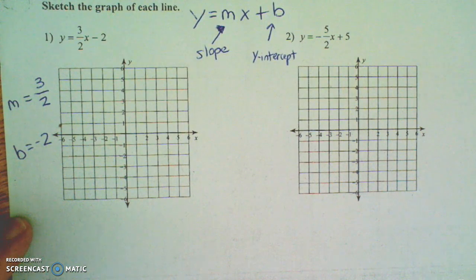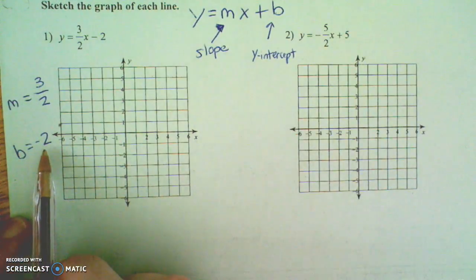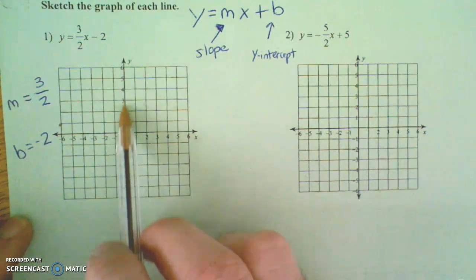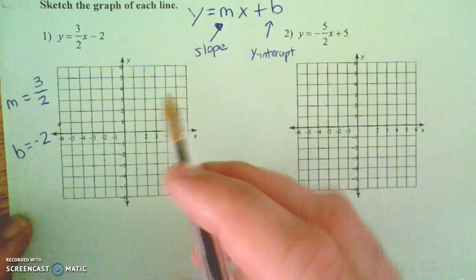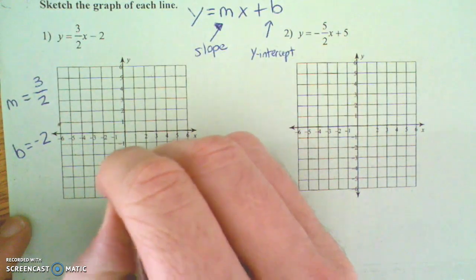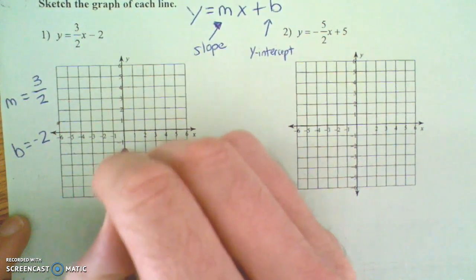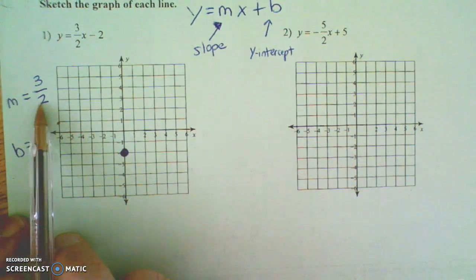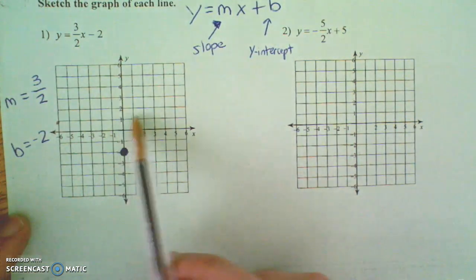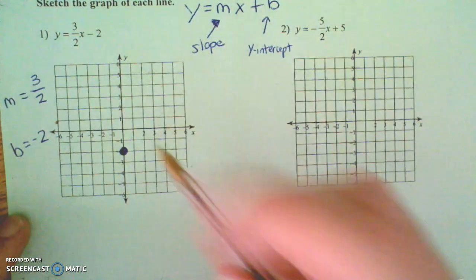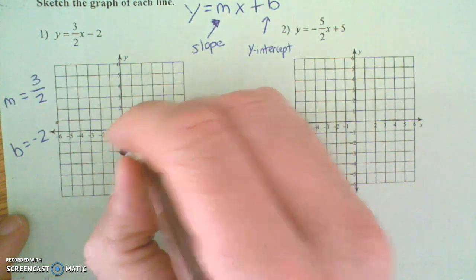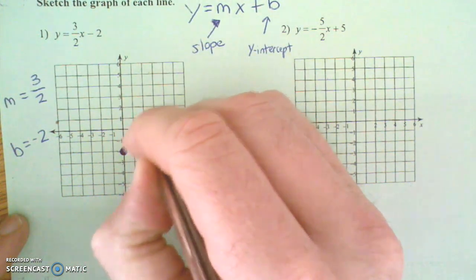So to sketch a graph of this line, I'm going to use my y-intercept and plot that first. So I'm going to go to the y-axis. I'm going to find -2 on the y-axis and put a dot there. That's the y-intercept. Now, using the slope, I can count up 3 and over 2, doing the rise over run, to get the next point. So going up 3, 1, 2, 3, over 2 puts me at that location.